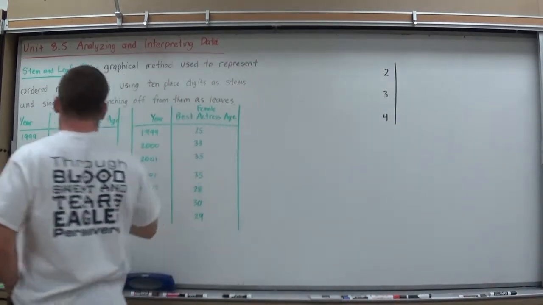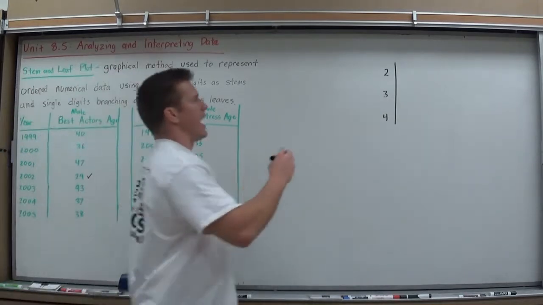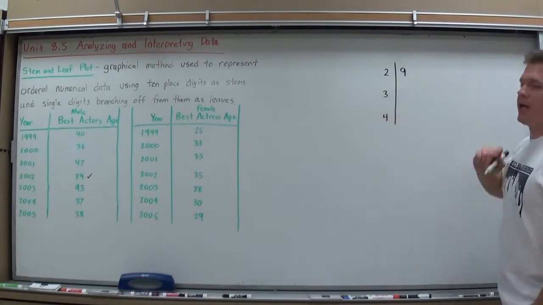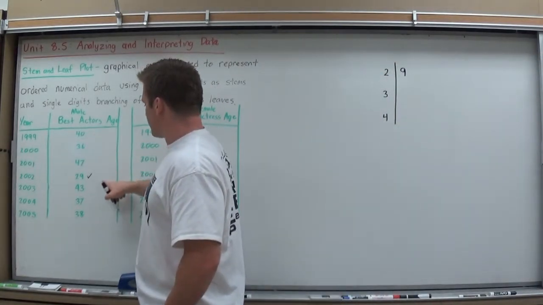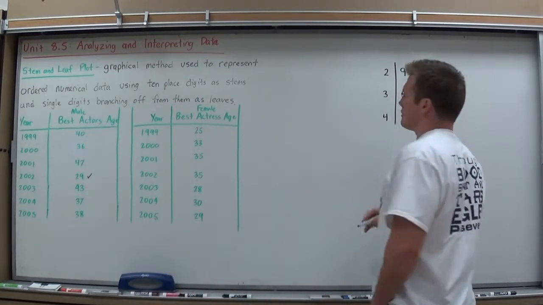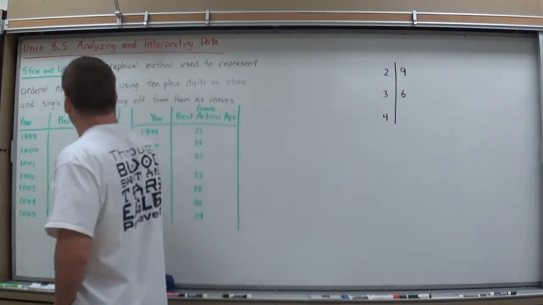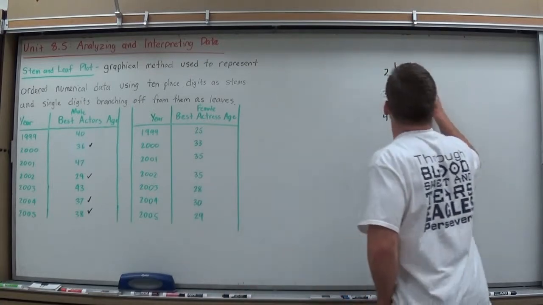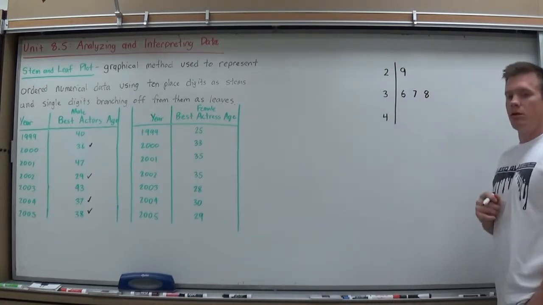So I have a 29 here for the Best Male Actor, so I'm going to put a 9. Since I have that once, that just tells me that 29 was in my data set. Then I move into 30s. My lowest 30 is a 6, so I have a 36. Since I only have it once, I only put the 6 once. I also have a 37 and a 38, so I need to put a 7 and an 8 as well.